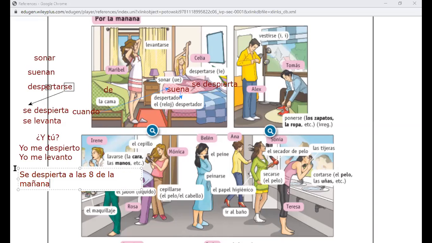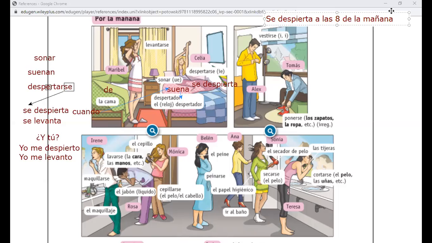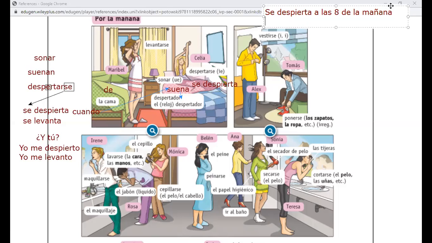Se despierta. ¿Y a qué hora te despiertas tú? Yo me despierto a las 6 de la mañana. Despertarse. That means, that's when you open your eyes. That's when you wake up.